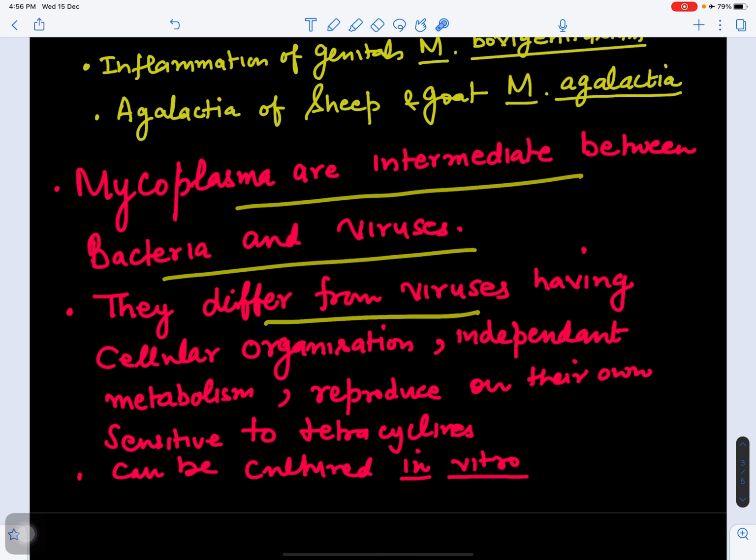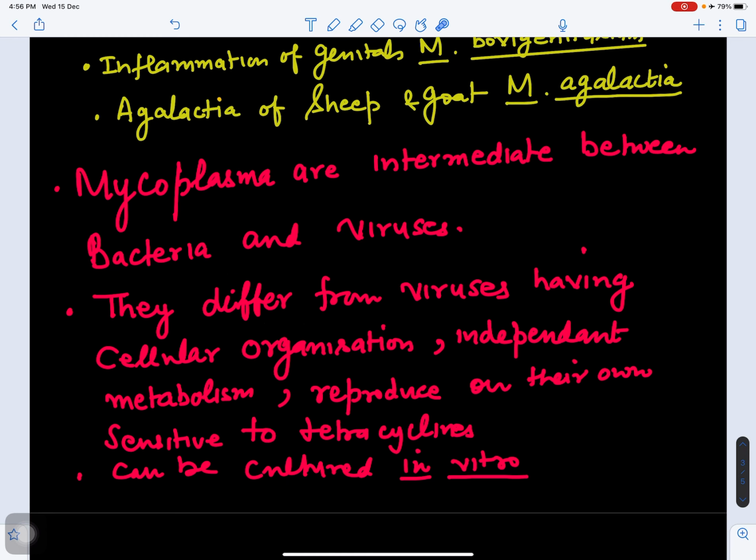They differ from viruses because they have cellular organization. Viruses don't have cellular organization. Mycoplasma have their independent metabolic activities. They can reproduce on their own, usually by binary fission. They are sensitive to antibiotics like tetracycline, erythromycin, and chloramphenicol, and we can culture mycoplasma in the lab. Viruses cannot be cultured like that. Viruses are inert outside the living organism and pathogenic inside it. So mycoplasma are different from viruses, and they are also different from bacteria.